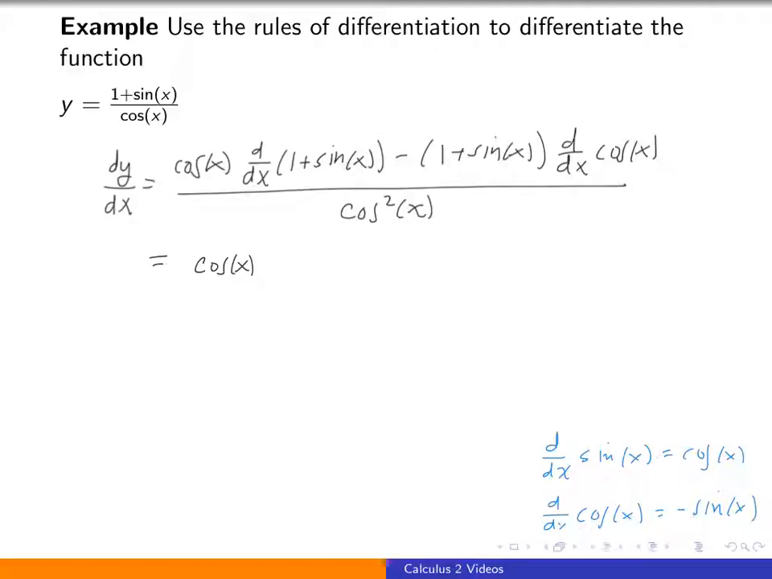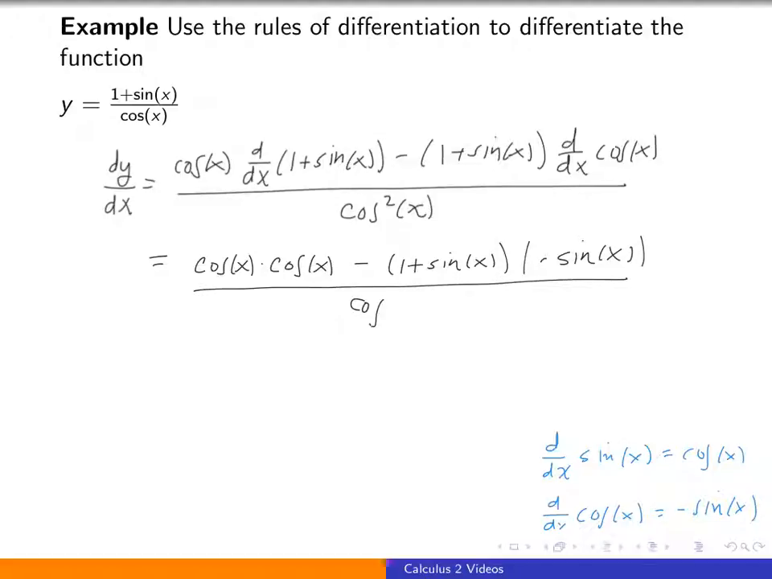So now, kind of cutting and pasting and evaluating derivatives as we encounter them, we have cosine x multiplied by the derivative of 1 plus sine. The derivative of 1 is 0, the derivative of sine is cosine. Then we have minus the quantity 1 plus sine times the derivative of cosine. And the derivative of cosine is minus sine, and this is all divided by cosine squared.